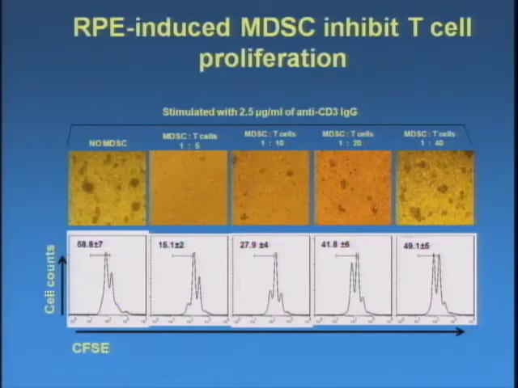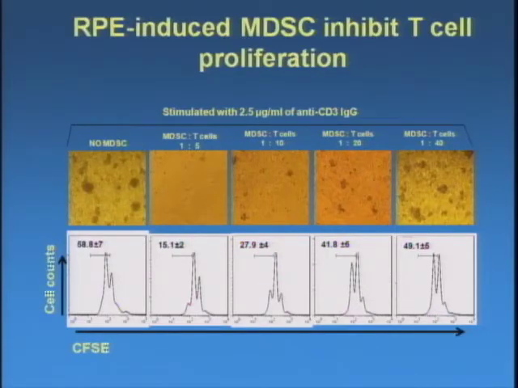So we cultured the RPE-induced MDSC with different numbers of activated T cells. As shown here, without MDSC, under the microscope you can see those clusters formed by the proliferating T cells. At a ratio of 1 to 5, the MDSC can almost completely inhibit T cell proliferation, as evidenced by no clusters being seen under the microscope. And this inhibitory activity is dose dependent. As the number of MDSC decreases, you can see an increase in the number of clusters.